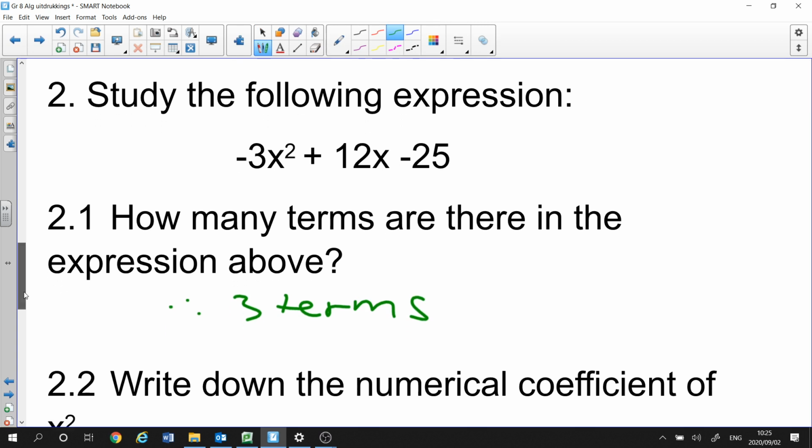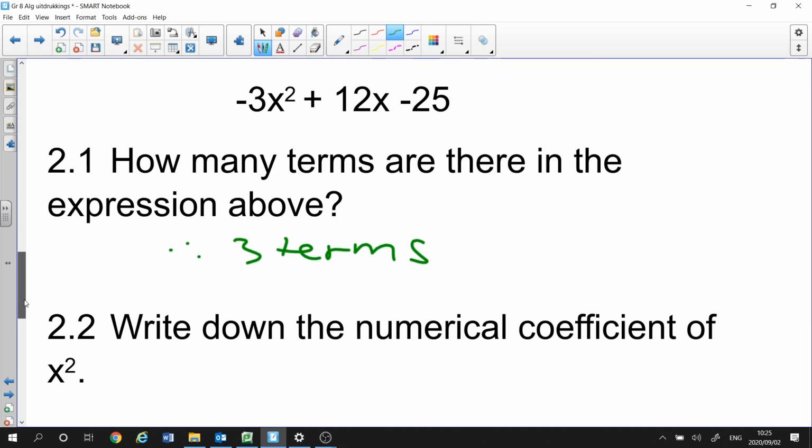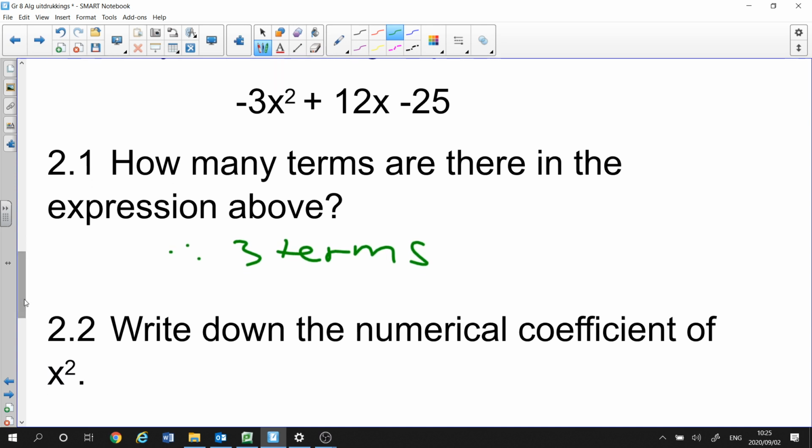If we go to the next question, they ask, write down the numerical coefficient of x squared. Now if you look at the expression, negative 3 is the numerical coefficient of x squared. How do I calculate it? It's everything in front of x squared. Remember, it's negative 3. It is not only 3, it's negative 3.